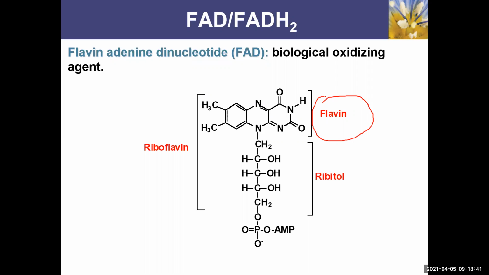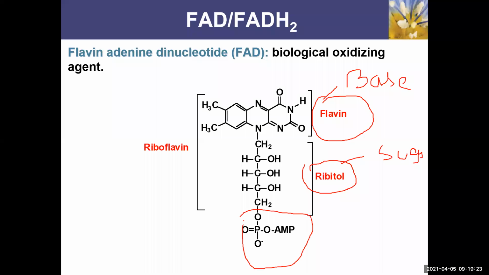Here the sugar is an alditol, called ribitol. So this is not the normal ribose or deoxyribose sugar which we have been talking about previously. So the sugar here is ribitol. Flavin is the base over here. As I said, it's a dinucleotide, so every nucleotide should have a sugar, a base and a phosphate, isn't it? So this is the phosphate part of it.